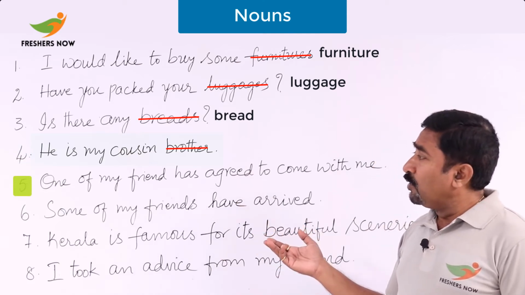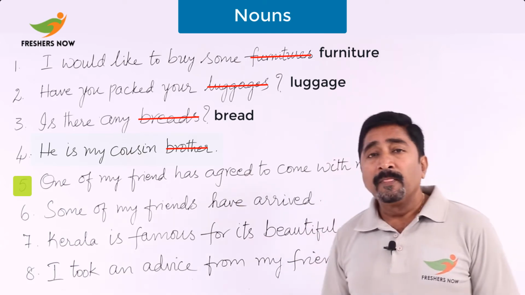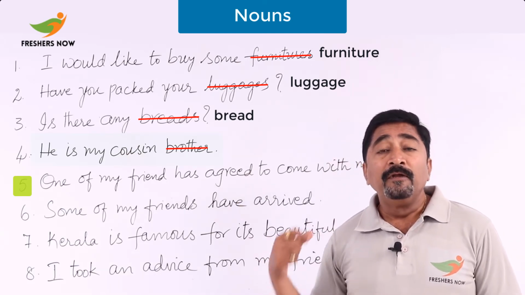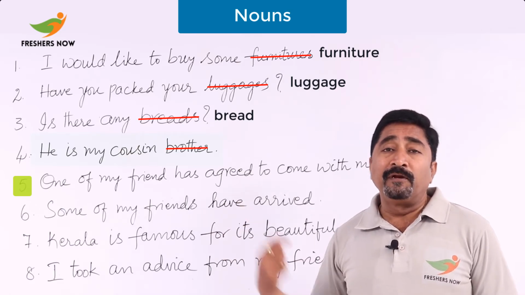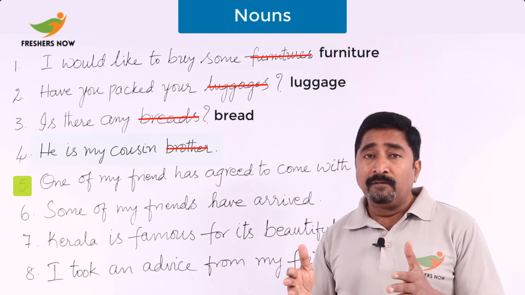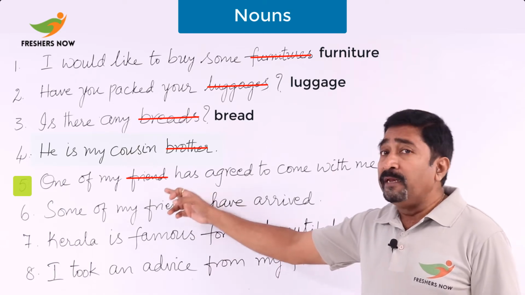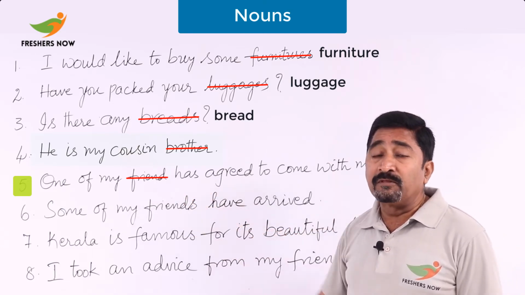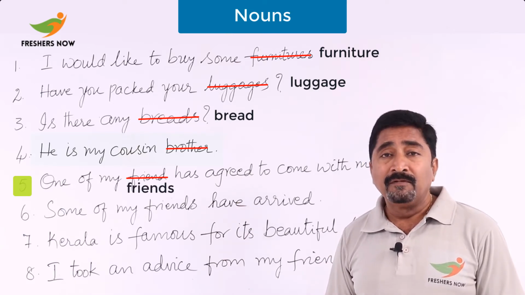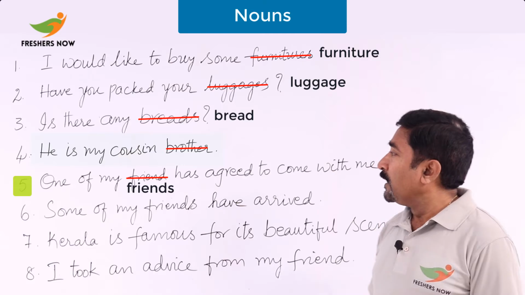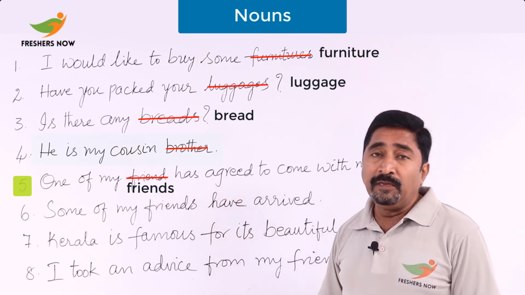And see the next one. One of my friend has agreed to come with me. Now here you should be careful with the agreement of the subject and the noun that follows. Of all there is one, of all the friends. So the noun that has to go here is friends, not friend. One of all the friends that he or she has. So you should be careful with the noun that you use here.